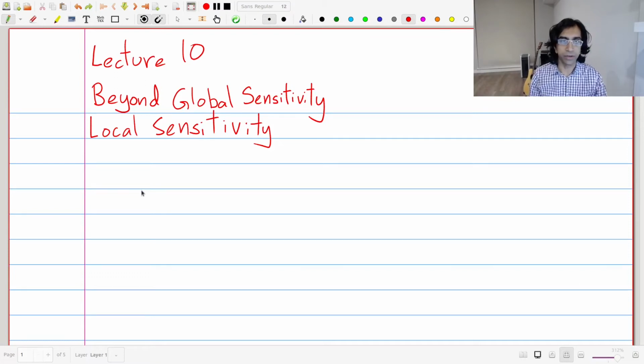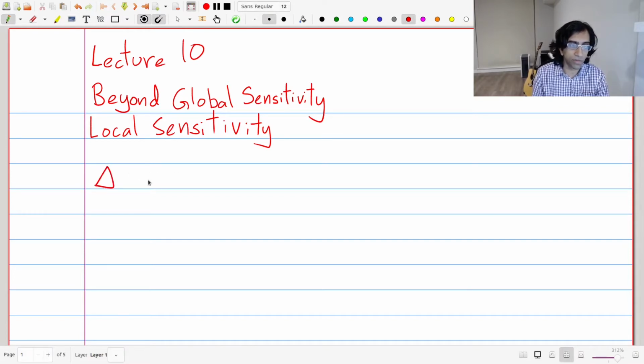Welcome to today's lecture, where we're going to talk about going beyond global sensitivity. Up to this point, we have focused on adding noise to a statistic which is calibrated around its global sensitivity. That is, we were really looking at the maximum over all possible pairs of neighboring datasets.